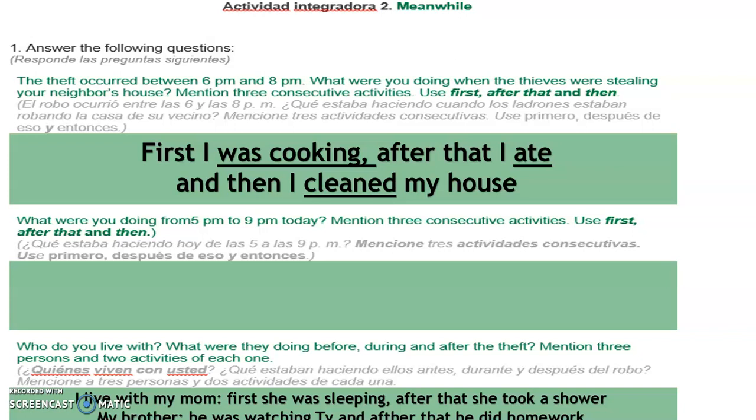Primero, estaba, en mi ejemplo aquí que yo les puse es first, I was cooking. Yo estaba cocinando. After that, después de eso, I ate. Yo comí. And then I cleaned my house. Y luego limpié mi casa.